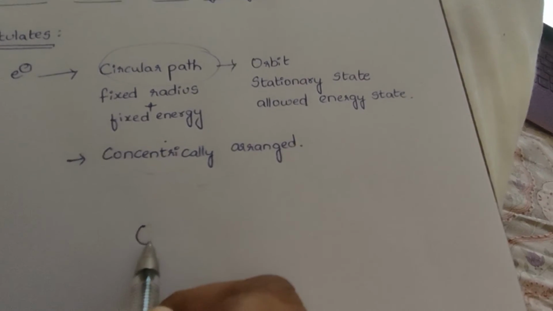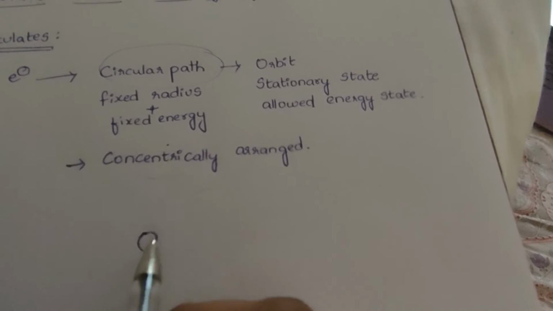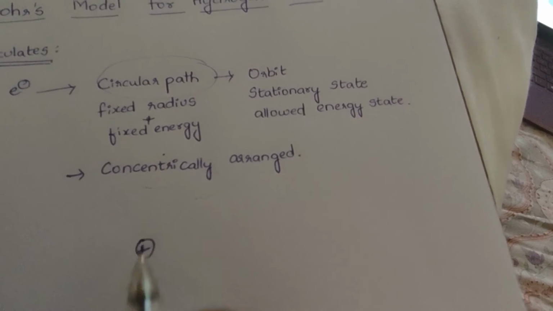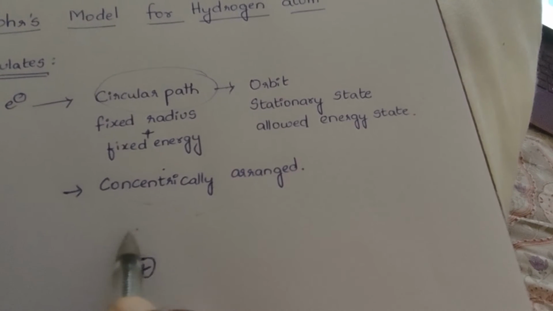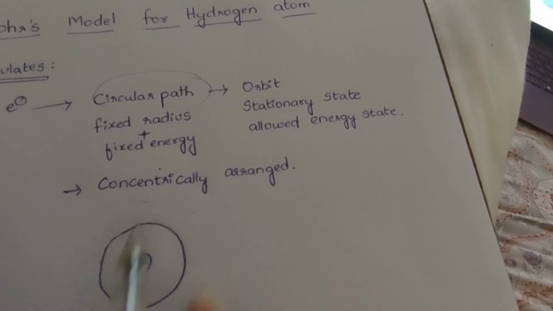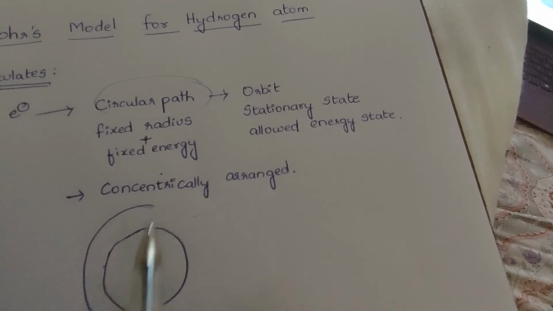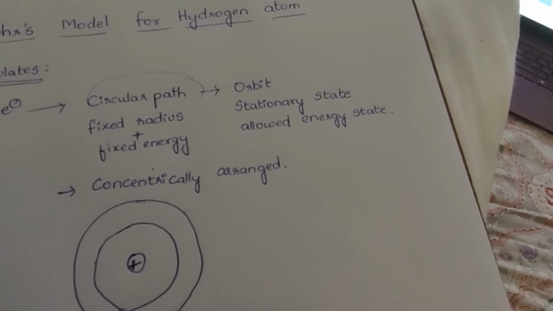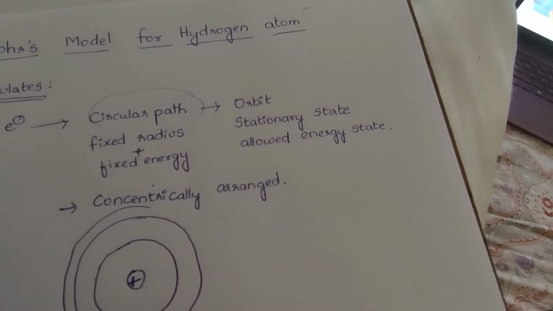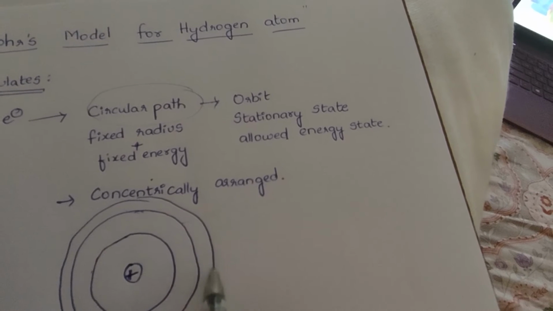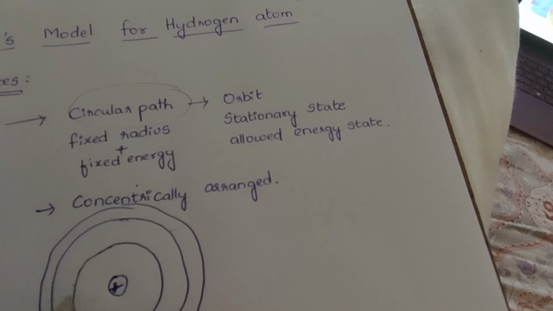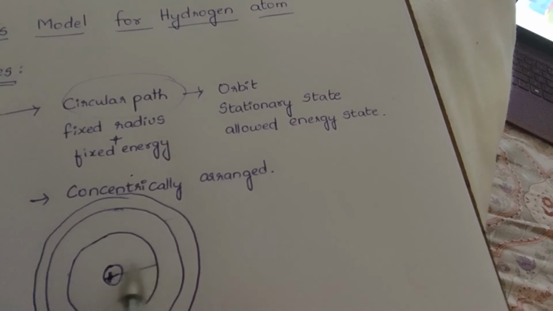See, here is the nucleus of the hydrogen atom, and this nucleus is surrounded by circular paths. These are all imaginary paths. These circular paths will have a common center of circle, a common central point. Let us suppose this as a circular path. Its radius is A.